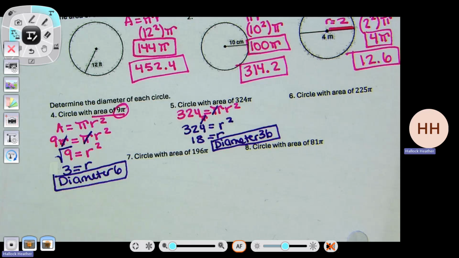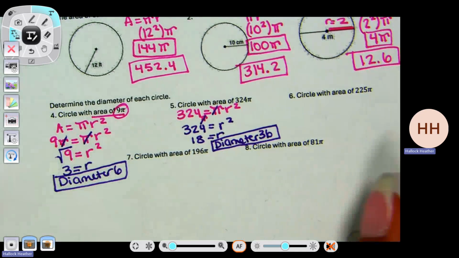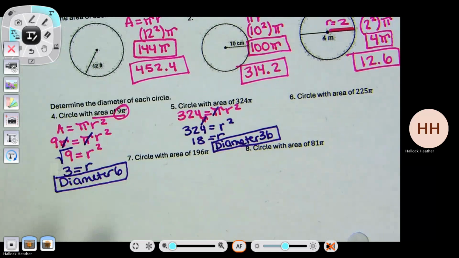You don't have to write diameter, and you can condense steps. I'm showing kind of all the steps, but you don't have to show everything. Honestly, you should be at the point where you can figure it out without really writing everything. Maybe not.